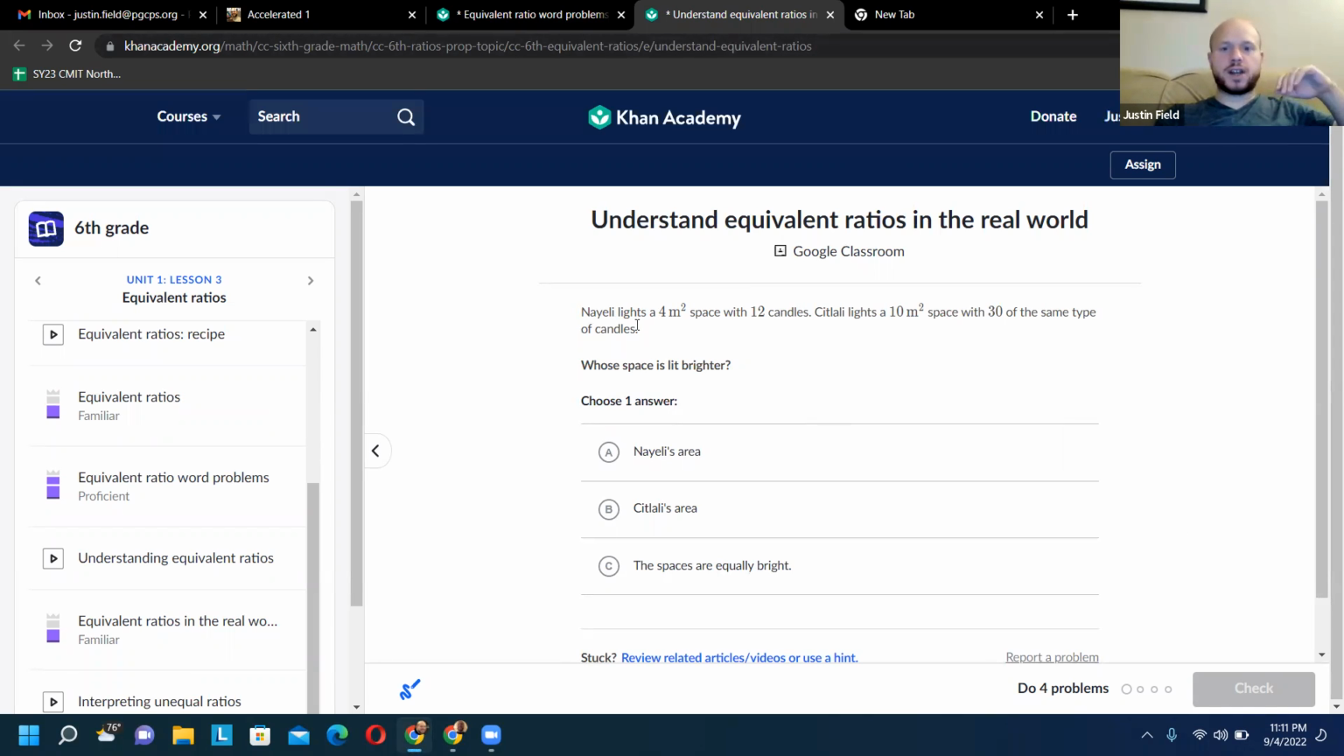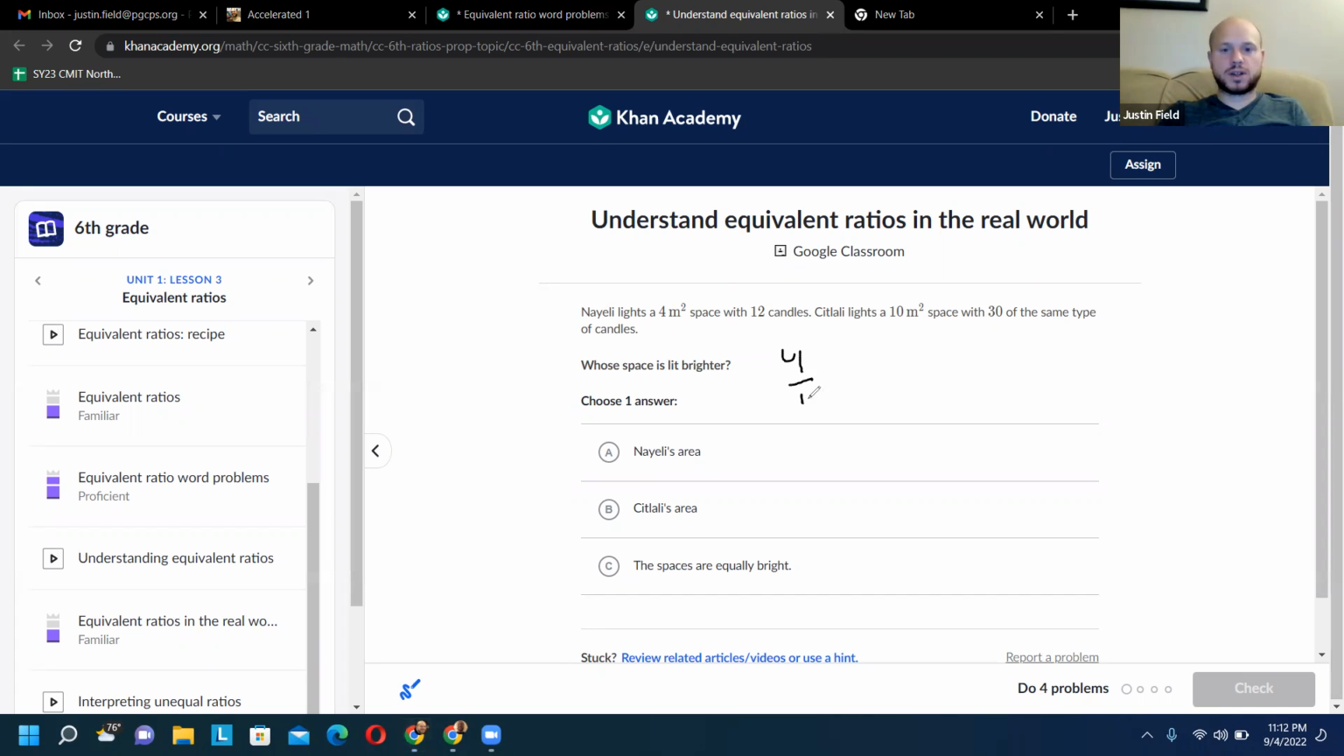Last one, understand equivalent ratios in the real world. What could be more important? Nay Eli lights a 4-meter squared space with 12 candles. Sitali lights a 10-meter squared space with 30 of the same types of candles. Whose space is lit brighter? Great question, right? Well, let's think about the ratios.